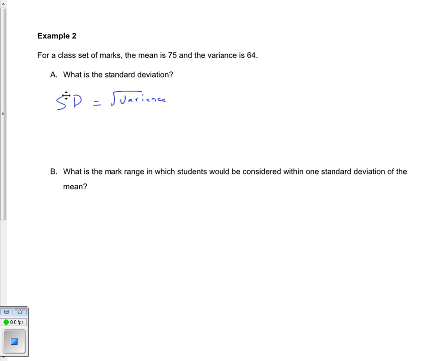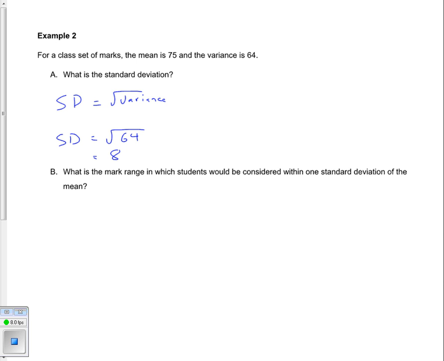Since the question tells us what the variance is, in this case 64, the standard deviation is the square root of 64. So the standard deviation is actually 8. So 8 percentage points is the standard deviation of this particular class.